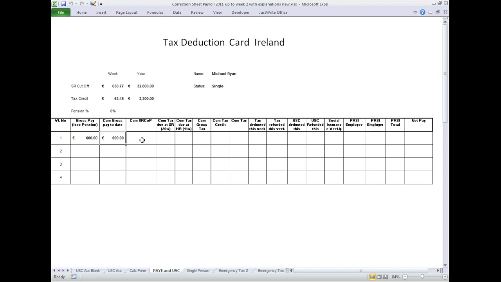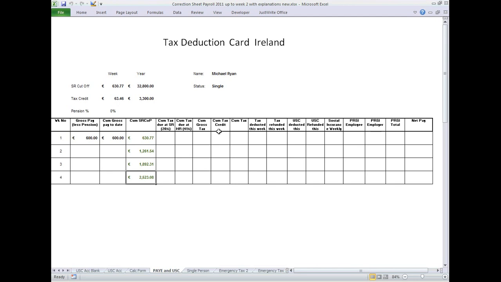Now I should have said this earlier, what I find very handy is that you can put in the cumulative or year to date standard rate cut-off and the cumulative tax credits. Standard rate cut-off is here, so we're just going to put that in there. We'll put it in green, and 2 weeks will be twice that, 3 weeks 3 times that, and 4 weeks 4 times that. You can always fill those in.